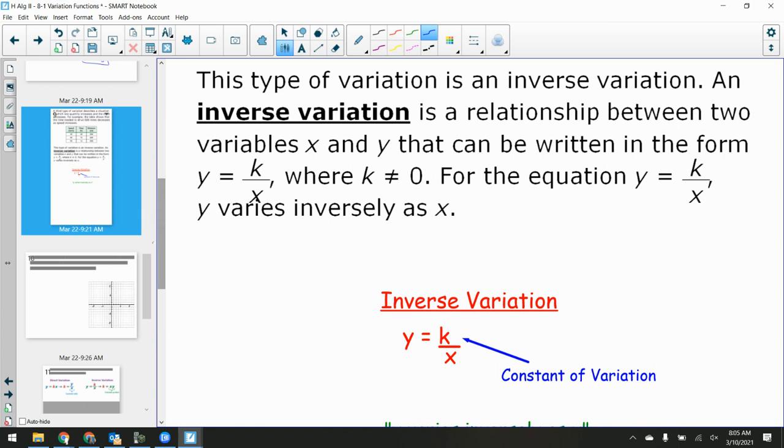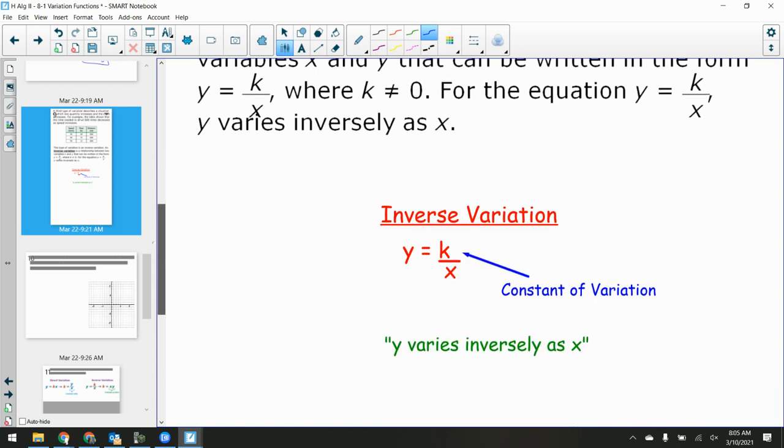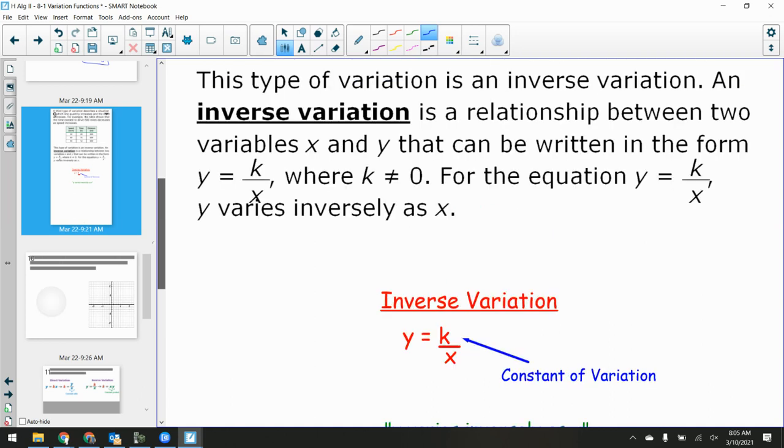And it's of the form y is equal to k over x. An inverse variation is a relationship between two variables, x and y, mathematically written as y is equal to k divided by x. It's no longer k times x. It's y is equal to k divided by x, where k is non-zero. For the equation y is equal to k over x, y varies inversely as x. That's our phrasing there. That's how you know you're going to use inverse variation. That's the phrasing that you should see within the problem to know that you're going to use this equation rather than the direct variation. Let's take a look.